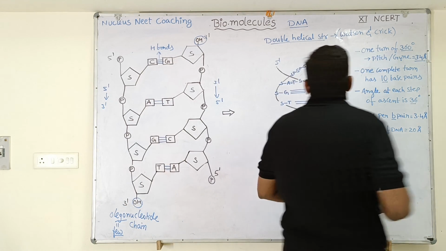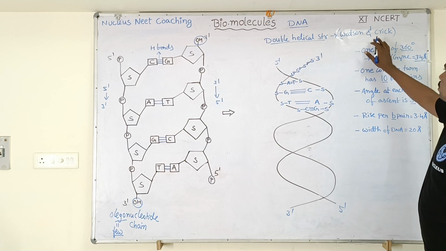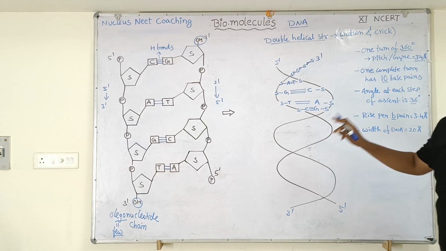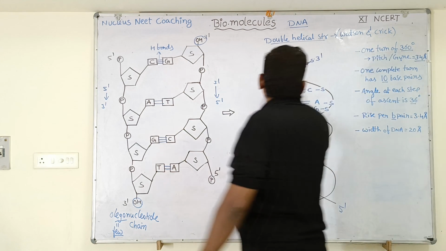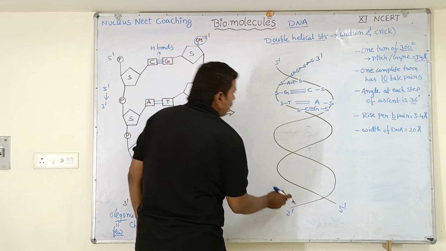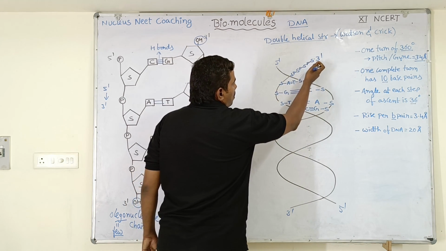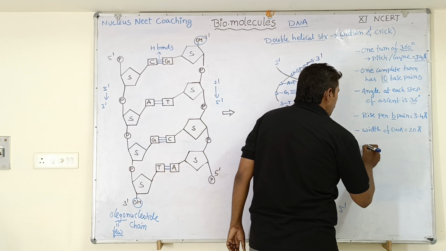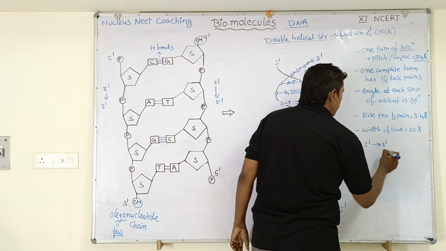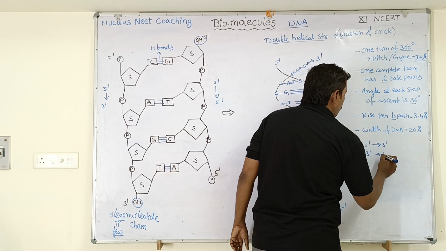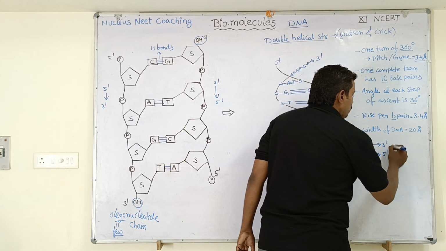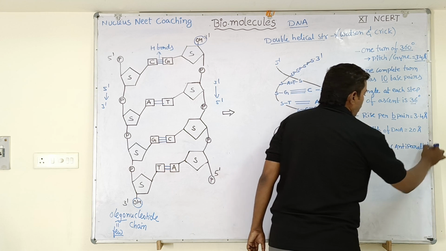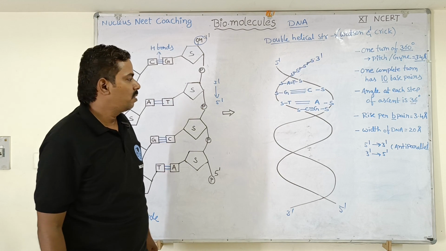According to the double helical structure proposed by Watson and Crick, the two strands of DNA are arranged anti-parallel to each other. One strand is arranged in the 5' to 3' direction, whereas the opposite strand is in the 3' to 5' direction. So this type of arrangement is called anti-parallel arrangement of DNA.